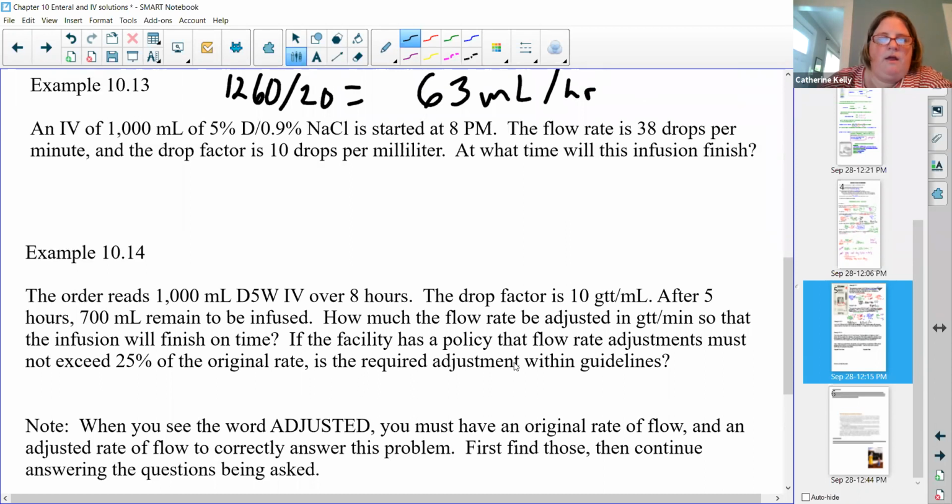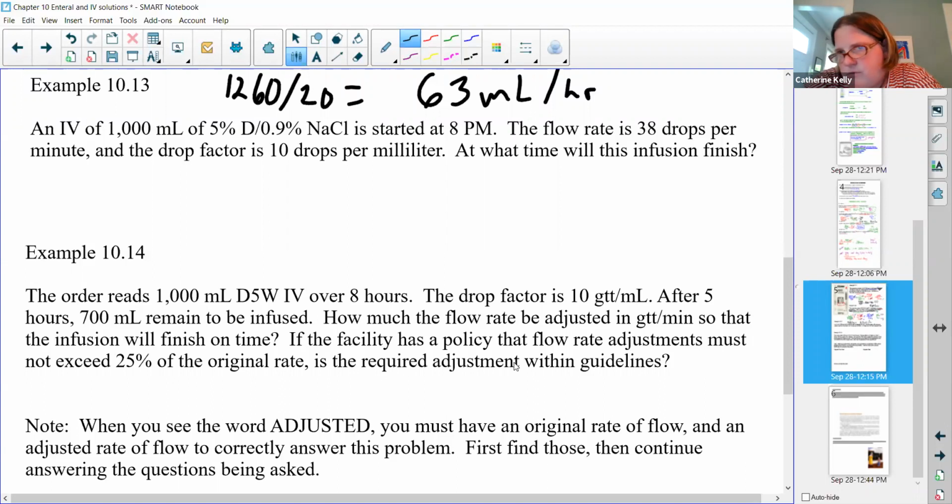An IV of 1,000 milliliters of 5% dextrose and 0.9% NaCl is started at 8 p.m. The flow rate is 38 drops per minute and the drop factor is 10 drops per milliliter. At what time will this infusion finish?